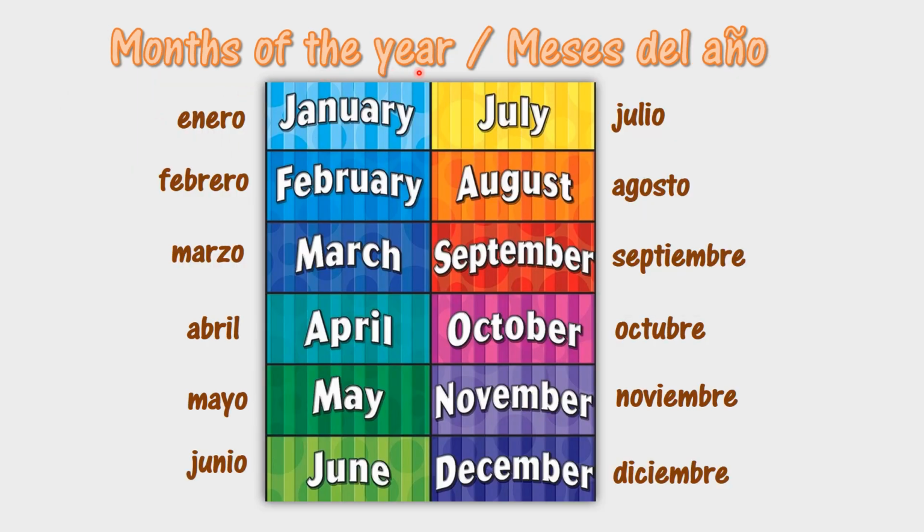Months of the year. Meses del año. January, enero. February, febrero. March, marzo. April, abril. May, mayo. June, junio. July, julio. August, agosto. September, septiembre. October, octubre. November, noviembre. December, diciembre.